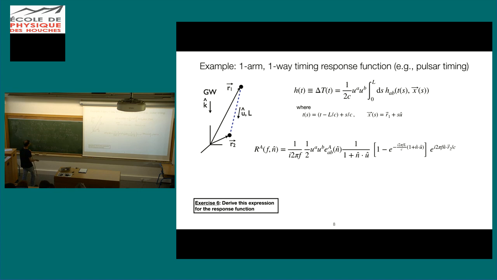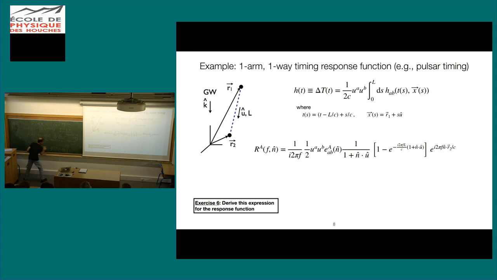Okay. So let me now take out the e to the i 2 pi f L over c, 1 plus n dot u. And then I get 1 minus e to the minus i 2 pi f L over c, 1 plus n dot u. Okay, so now we have the e^AB comes from here. We've got the u^A, the u^B, we've got the half, we got this. Okay, the only thing we don't have is this. Okay, so how does that come?